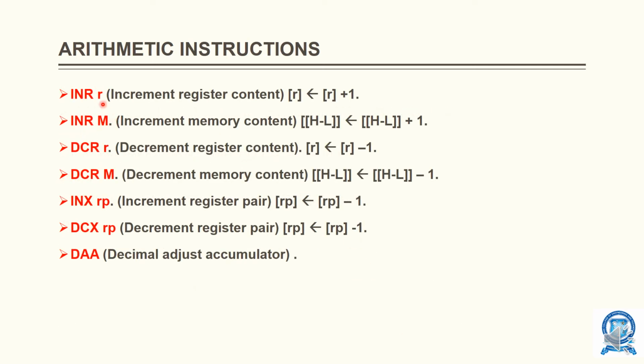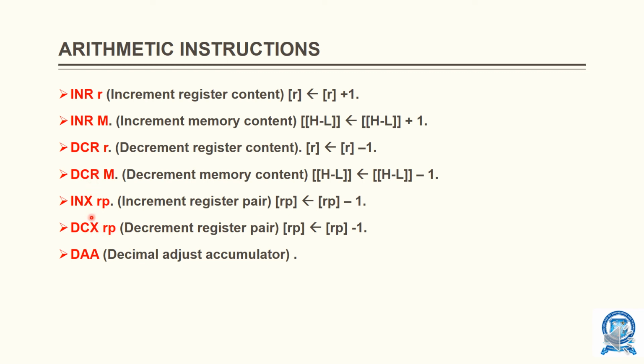Other instructions other than addition and subtraction are increment and decrement. So INR R means increment register, and INR M means the content of memory location will be incremented by 1. DCR means decrement the particular register, and DCR M decrement memory. Next is INX, that is increment register pair. DCX means decrement the register pair.